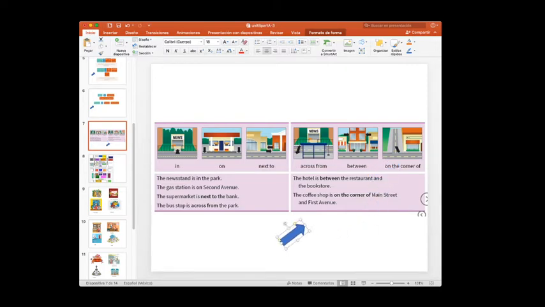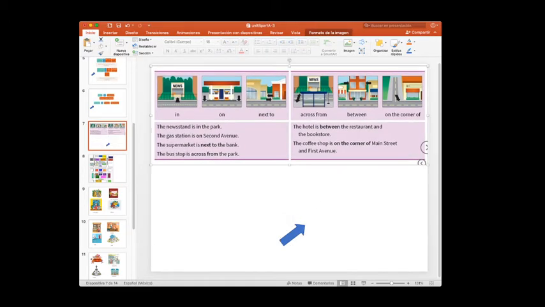Okay? Those are the meanings of the prepositions of place. We have some ideas, maybe, that we need more expression for. For example, "between" is between two objects, between the restaurant and the bookstore. But what if we have more objects?